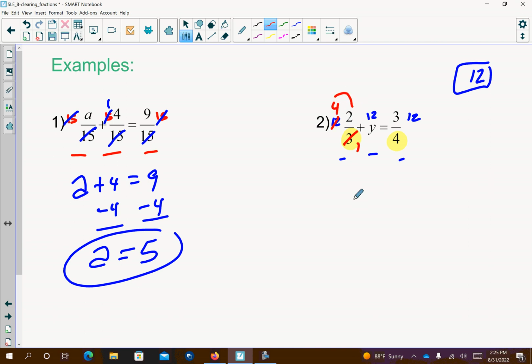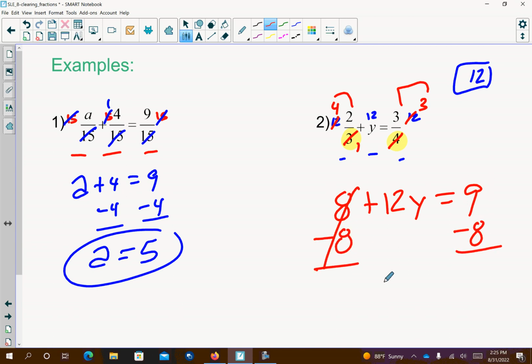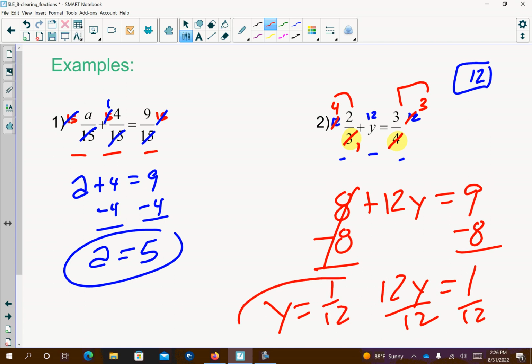4 times 2 is 8. Plus 12 times y, there was nothing to cancel, so you just get 12y. And then 4 goes into 12 3 times, and 3 times that outside 3, original 3, is going to give me 9. This is a lot easier to work out. Do the opposite of 8, which is negative 8. So you get 12y equals 1. Divide by 12, divide by 12. So I get y equals 1/12. Quite simple to do when you work through the problem.